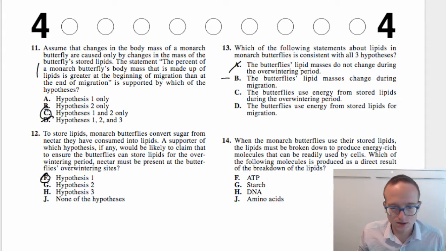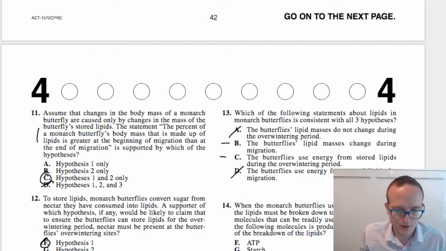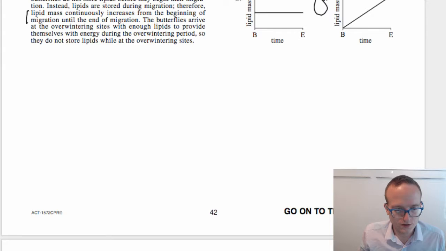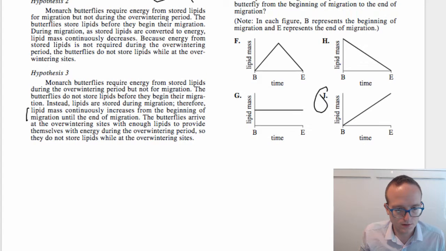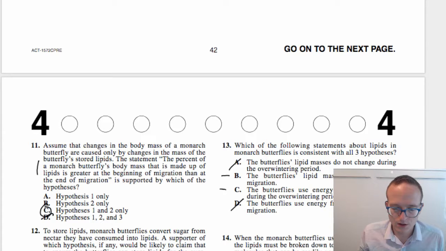This is possible. Butterflies use energy from stored lipids during the overwintering period. This is also possible. The butterflies use energy from stored lipids for migration. Okay, I know that hypothesis 3 does not say this. So let's see. Is there one where they do not use lipids over the overwintering period? Energy from stored lipids is not required during the overwintering period, right here in hypothesis 2. Okay, so it's not that one.